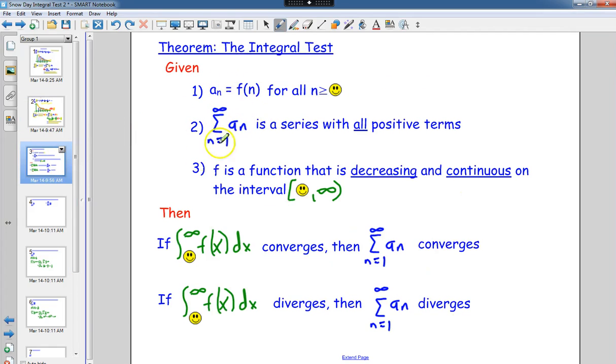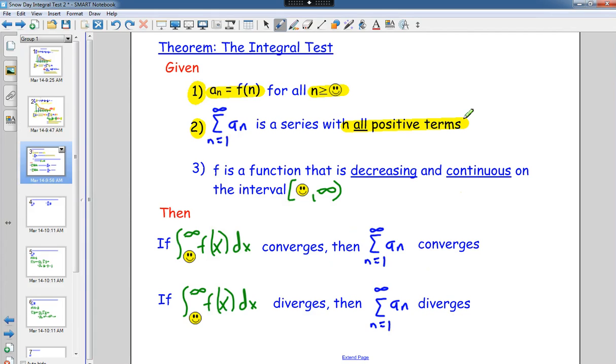There are three conditions that have to be met, and if those three conditions are met, then we essentially evaluate our improper integral. So the conditions are that, number one, you have to have a function that behaves exactly like the general term of your series for n values starting at some arbitrary number, usually 1, out into infinity. And I should say the starting value does have to be some positive integer. Second, our series itself has to have all positive terms. There can be absolutely no negative terms in the series.